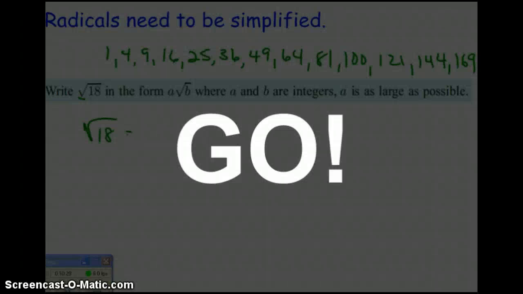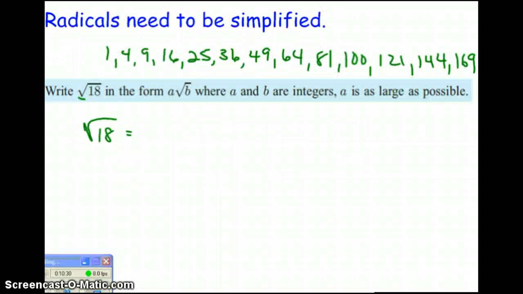Do this with the square root of 18 to simplify, and this is crucial. IB expects you to, and I expect you to, simplify any radical any time a radical is used. If it can be simplified, it must be simplified. Okay? So, are there any perfect squares that will divide into 18? Not that 18 will divide into, but any perfect squares that will divide into 18.